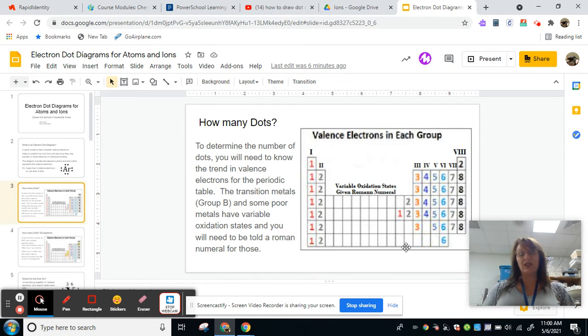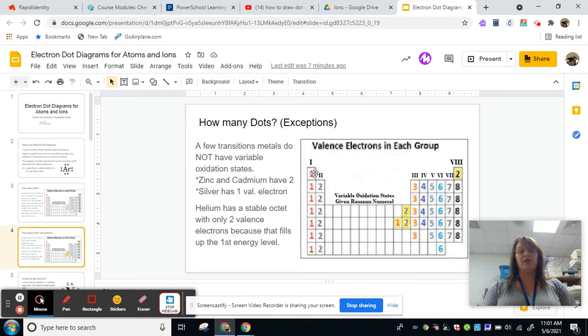it in different ways. So what we're going to do for those transition metals and some of those poor metals is they're actually going to tell you what the Roman numeral is when they name it. So they might say lead, Roman numeral 3. That would be 3, and then you know that it has 3 valence electrons. So they have to tell you how many valence electrons when they give you the name of the element. Alrighty, so there are a few exceptions to this rule.